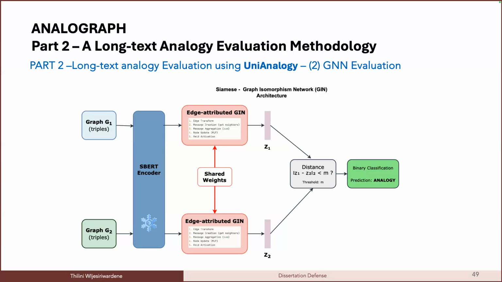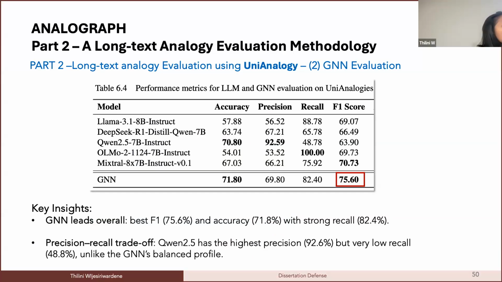Just a quick question, Thilini. OLMo recall is 100. I mean, that is surprisingly 100. If you go back to the previous slide. Yes, it was surprising, but precision was very low in that sense. Okay, I'll ask more questions later. I guess it finds all the analogies, but it also finds some bad ones. Yeah, a lot of bad ones.